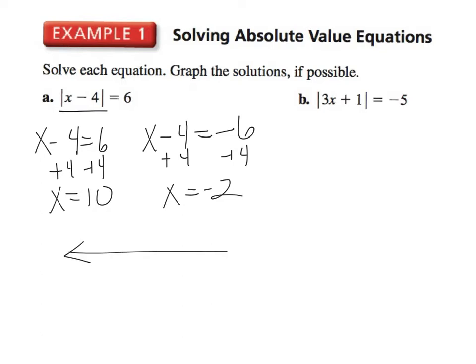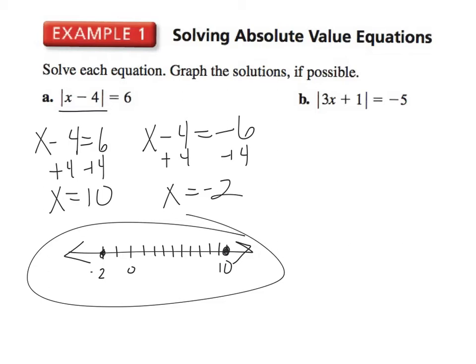So if I graph that, I put a dot on negative 2 because that represents a solution. Let's see, 1, 2, 3, 4, 5, 6, 7, 8, 9, 10. I put a dot and that represents the solution. And there's my answer.